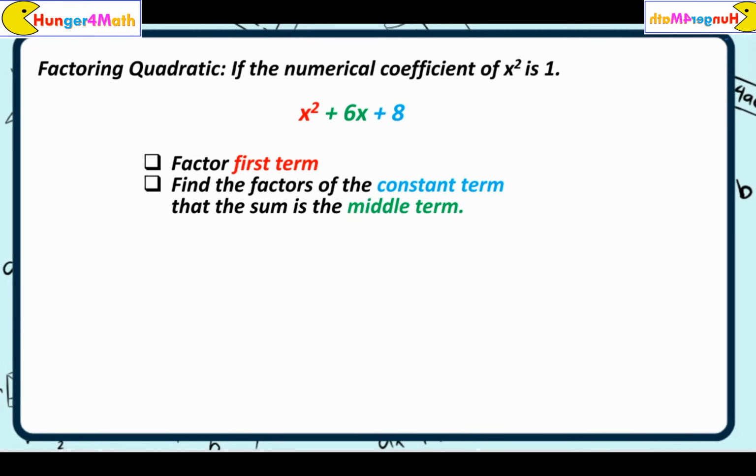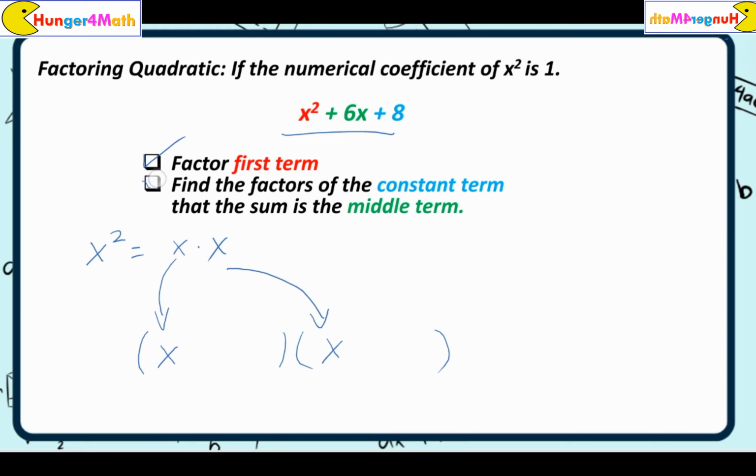Second way to factoring quadratic is if the numerical coefficient of x squared is 1. So for example, we have x squared plus 6x plus 8. To factor this, first we need to factor the first term, which is the x squared. The factor of that is x times x. So we're going to use two parentheses. And the first x, we're going to put it here, and the second x, we're going to put on the second parenthesis.